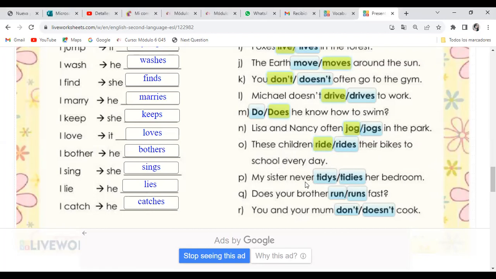My sister never tidies. Aquí es cuestión de ortografía. ¿Cómo escribimos correctamente este verbo conjugado con my sister? Tidies with Y-S or tidies with I-E-S? The first or the second, guys? What is it?